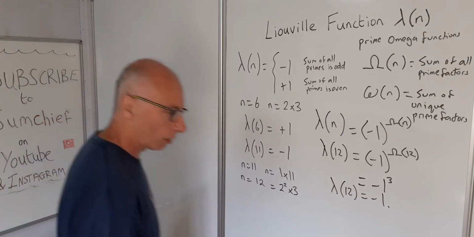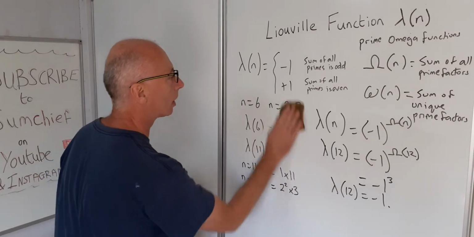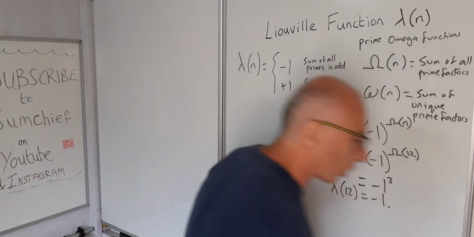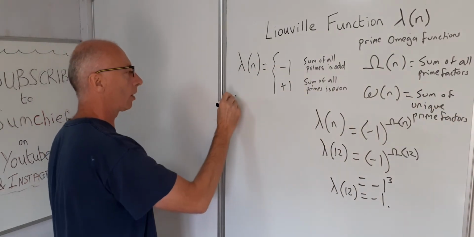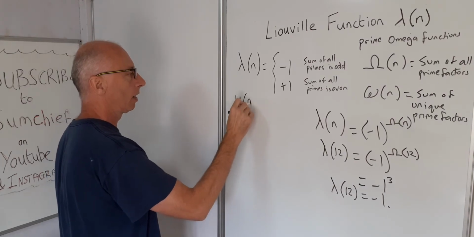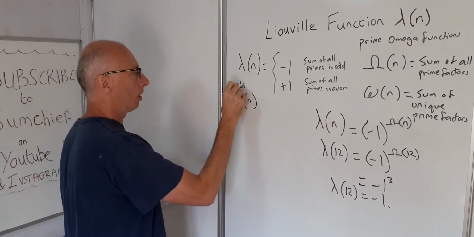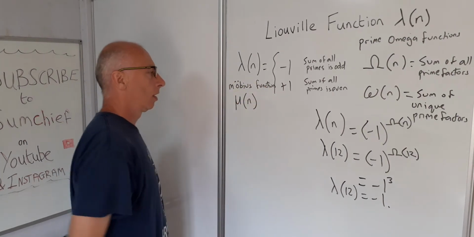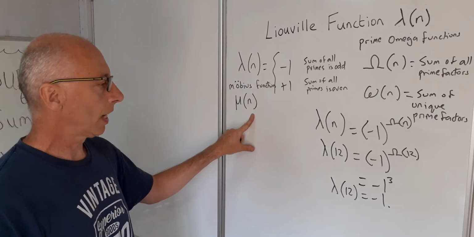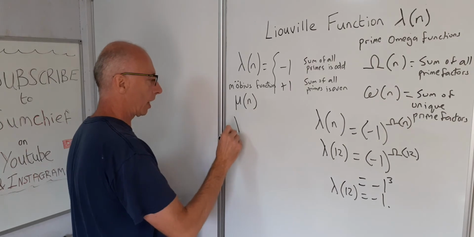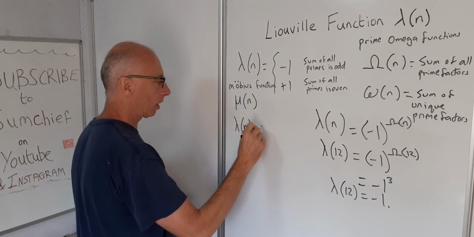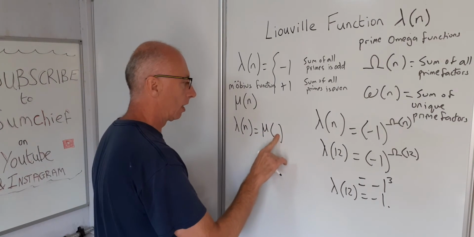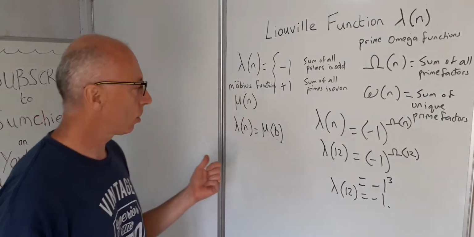So now we're going to look at its relationship to the Mobius function. If you want to know more about the Mobius function, check the link in the description below, where it's explained more. The Mobius function is denoted mu of n, the Greek letter mu. So what we can say is that lambda of n equals the Mobius function of n if n is square free.